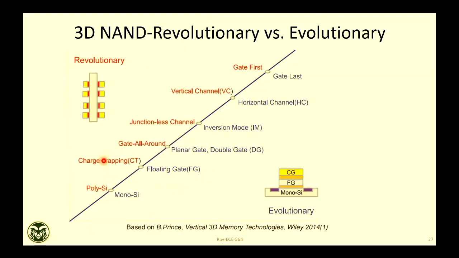Everything is driven by scalability. You want to scale and increase more and more layers. You go from planar gate to gate-all-around; this is the only positive, everything else is negative. You go from inversion mode to junctionless channel, or undoped channel. You go from horizontal channel to vertical channel. You go from gate first to gate last. So these are all the changes that happened, and that's how 3D NAND is now the state of the art, the main technology for non-volatile storage.